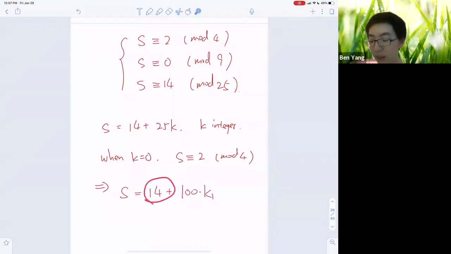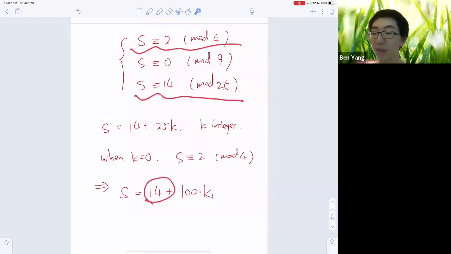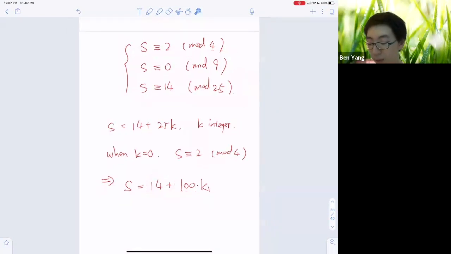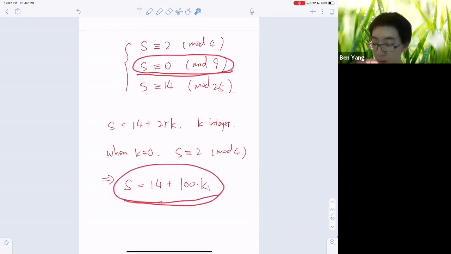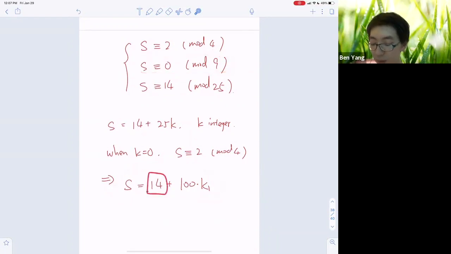is simply 4 times 25. Because 14 satisfies the first equation and the third equation, and you want to keep those two equations satisfied, the way to do it is to add some multiples of 100 to your 14. And then you just want your number here to satisfy the second linear congruence equation. So you want this number to be a multiple of 9. We know this 14 has a remainder of 5 mod 9.